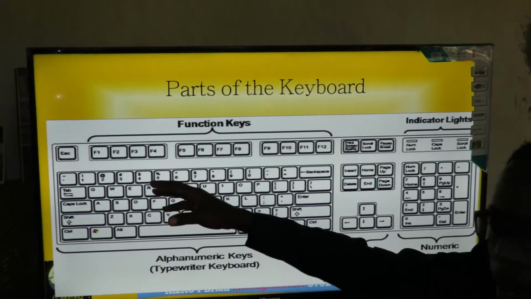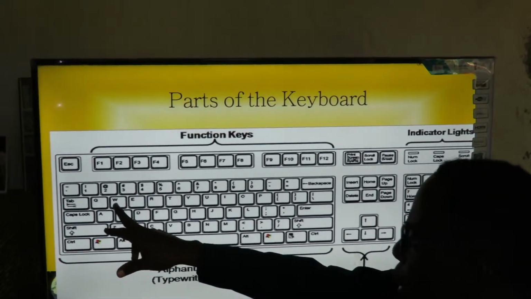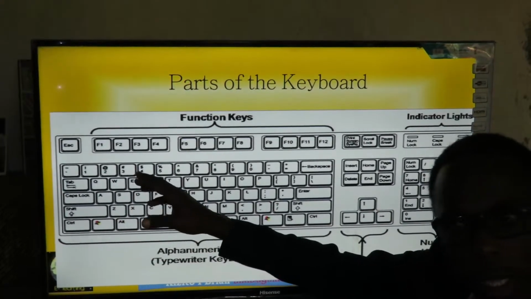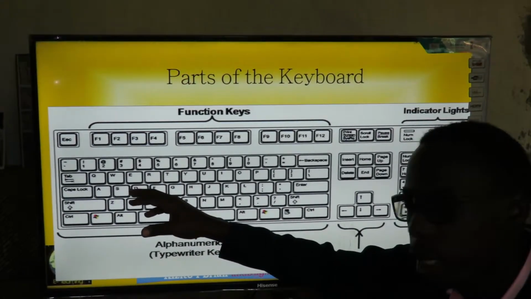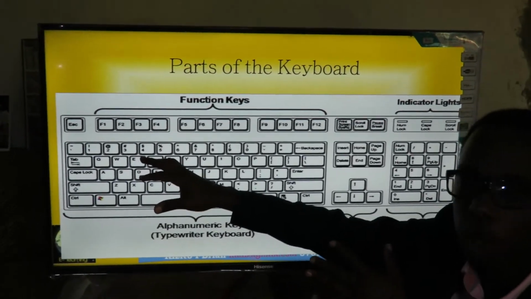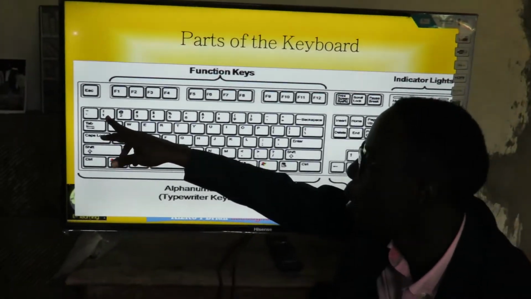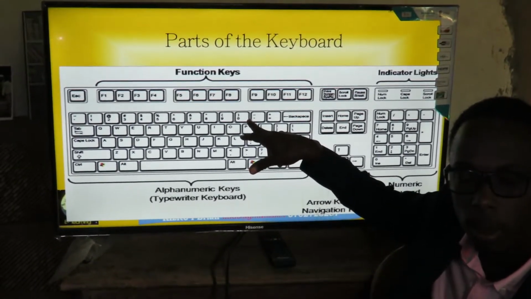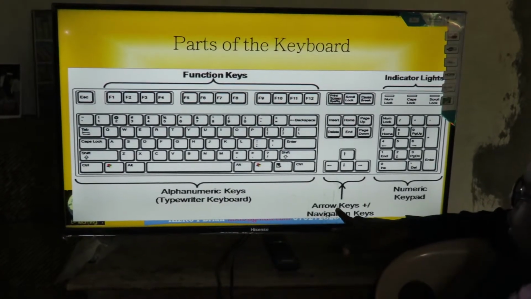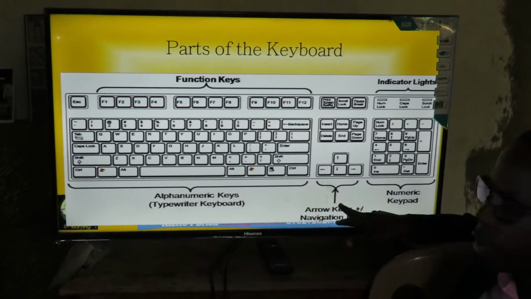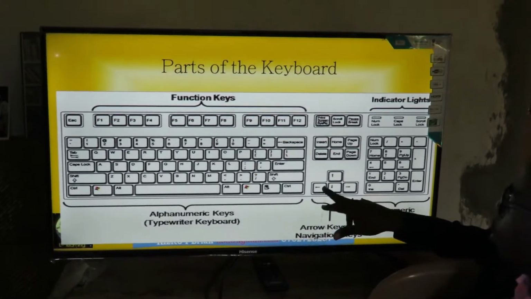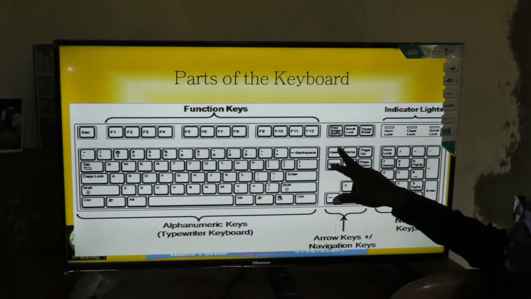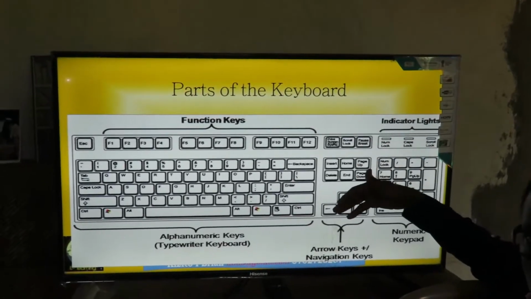We call them alphanumerical because they have alphabetical letters from A up to Z. A is here. However, they are not organized in alphabetical order, but all the alphabetical keys are here. Numerical because they have 1, 2, 3, and 4 up to 0. Arrow keys, or what you call the direction or navigation keys. These keys here are used to move up, down, sideways. And these are direction keys that are used to navigate through the page.